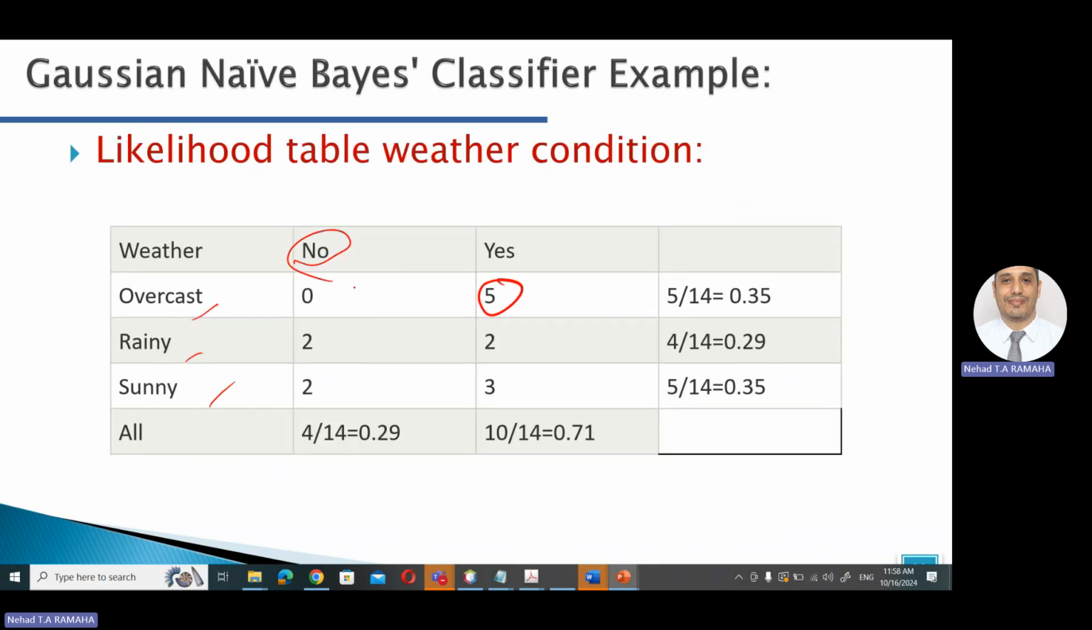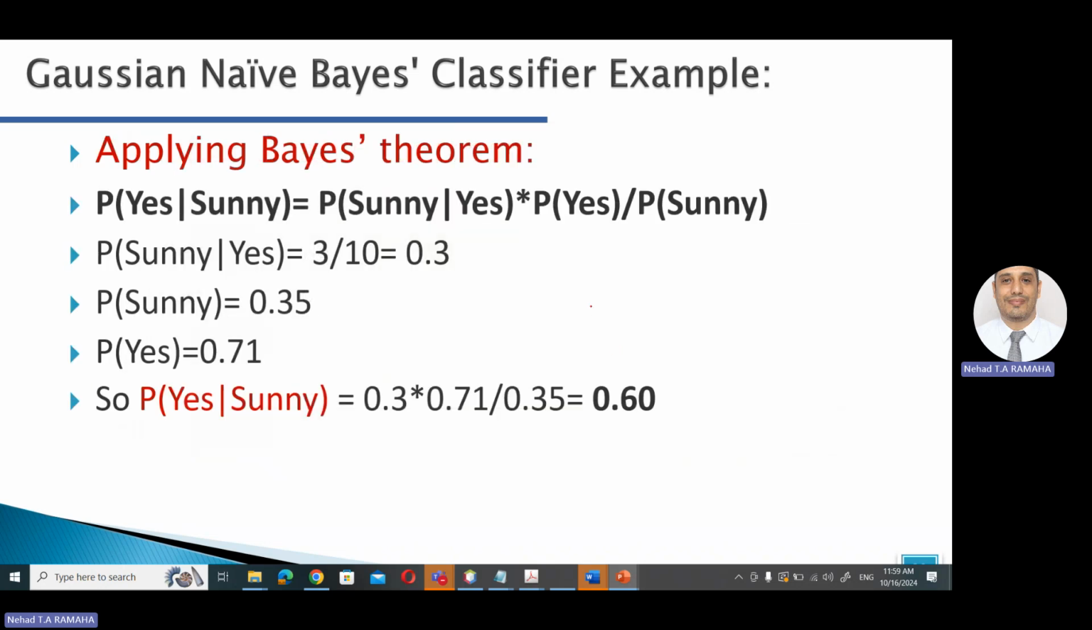For no, we have 4 no out of a total of 14. For yes, we have 10 yes out of 14. The total of yes and no together is 14. We calculate some probabilities here. So let's apply Bayes' theorem. We need the probability of yes given sunny. It equals the probability of sunny given yes, multiplied by the probability of yes, divided by the probability of sunny.